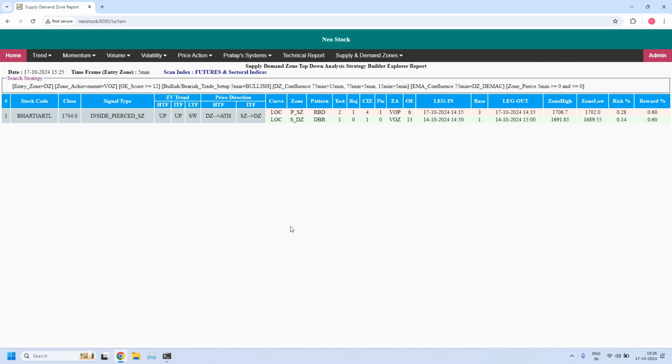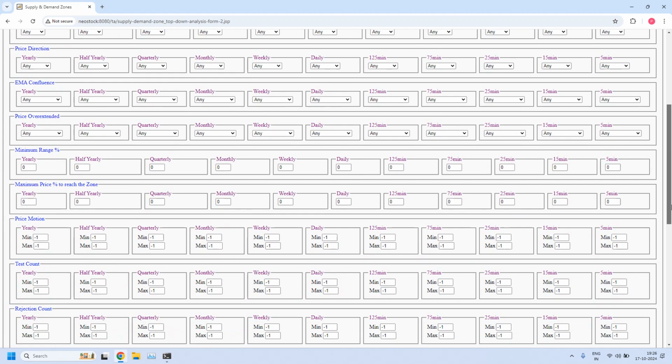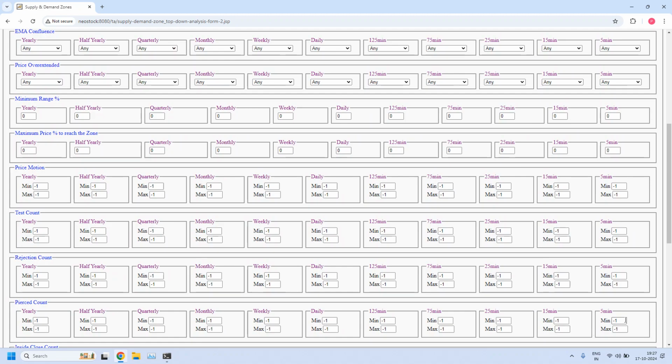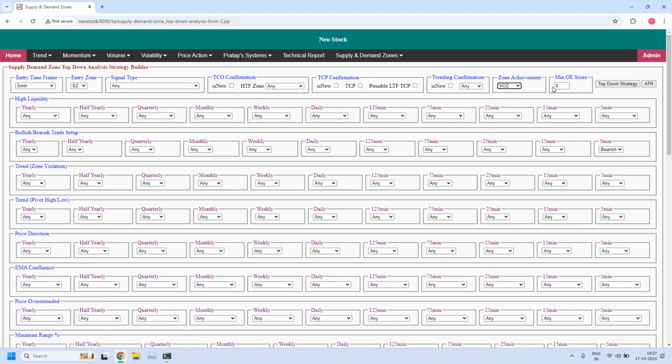Okay, next, bearish trade setup for hourly income trade, entry time frame 5 minutes, entry zone supply zone. In the bullish or bearish trade setup at 5 minutes time frame, I am selecting bearish. The 5 minutes supply zone should not be pierced. So in the pierced count at 5 minutes time frame, minimum value should be 0, maximum value should be 0. Zone achievement violated opposing zone, minimum odd enhancer score is 12. All three filters are applied to the 5 minutes supply zone.